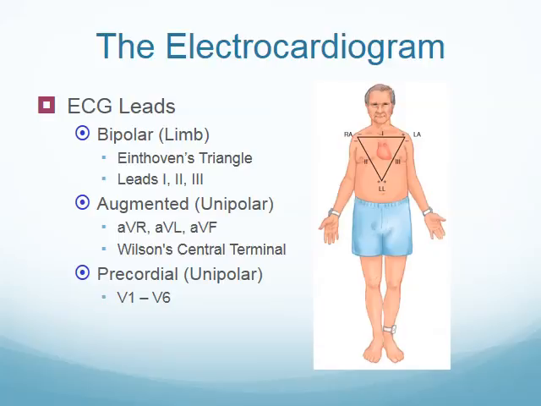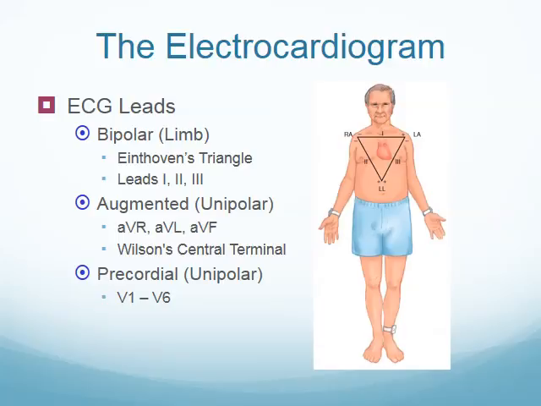Looking at lead 1 here, if you remember from the last PowerPoint, we discussed the fact that each lead has a positive and negative electrode. The positive electrode in lead 1 is our left arm. The negative electrode in lead 1 is our right arm. The positive electrode in lead 2 is our left leg, and the negative electrode is our right arm. And in lead 3, the positive electrode is our left leg, and the negative electrode is our left arm. So from that, we can tell what these leads are really going to be looking at.